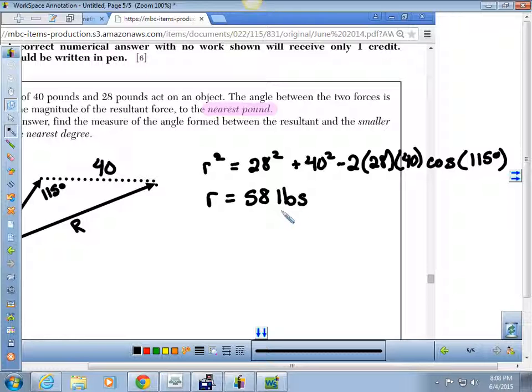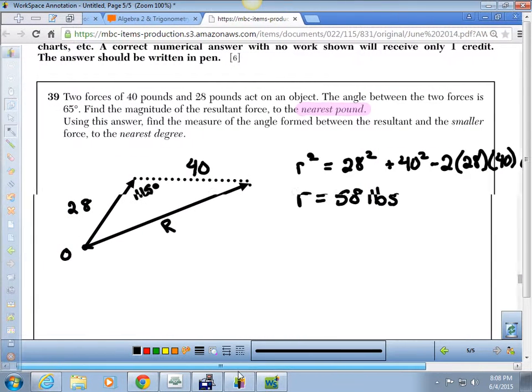Now, folks, the resultant will almost always be the largest one. The only time it wouldn't be larger than your other two forces is if your two forces are acting against each other at an obtuse angle. Then the resultant would end up being the shorter diagonal of the parallelogram as opposed to the longer one. So if the angle between them is obtuse, then it's not going to be the largest.